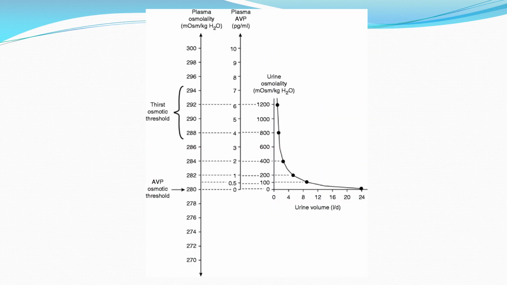This graph shows how ADH secretion increases as our serum osmolality rises. At the same time as ADH concentrations rise, the urine becomes more concentrated due to water retention by the collecting duct under the influence of ADH.